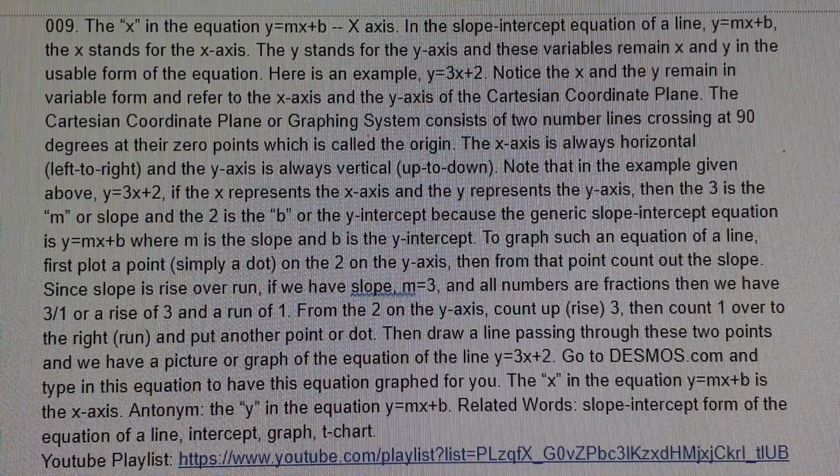The "x" in the equation y = mx + b is the x-axis. Antonym: the "y" in the equation y = mx + b. Related words: slope-intercept form of the equation of a line, intercept, graph, t-chart.